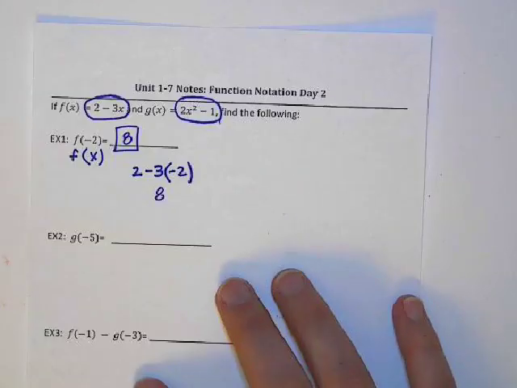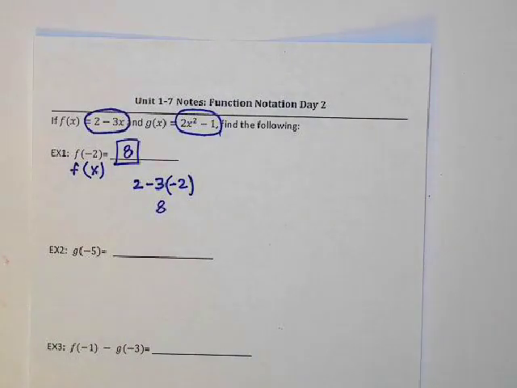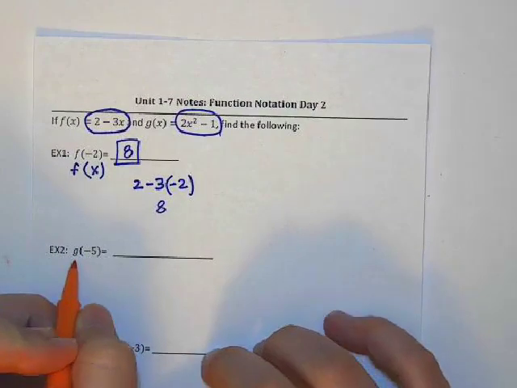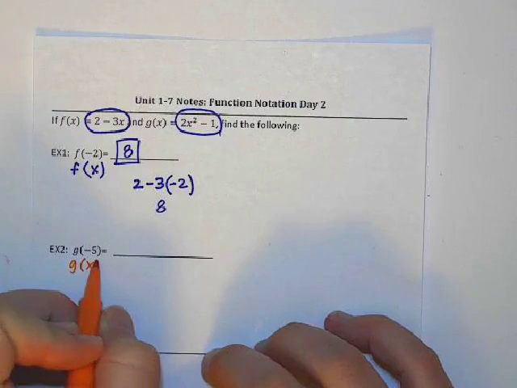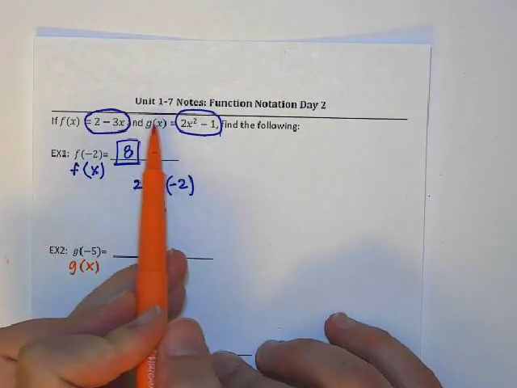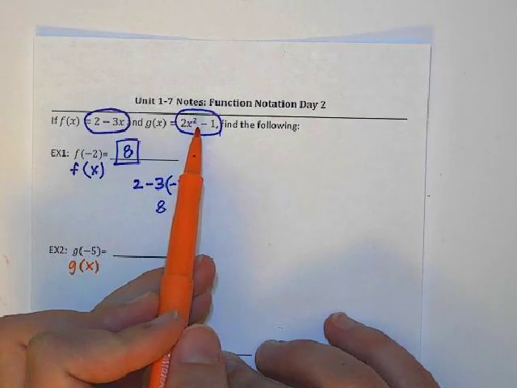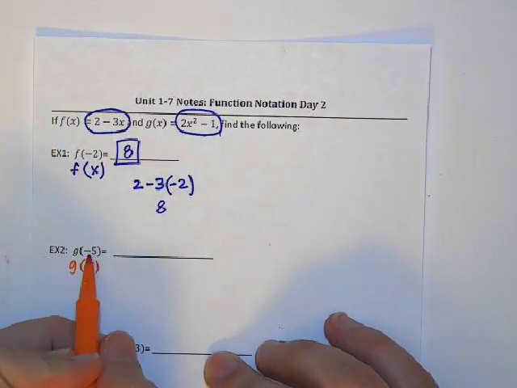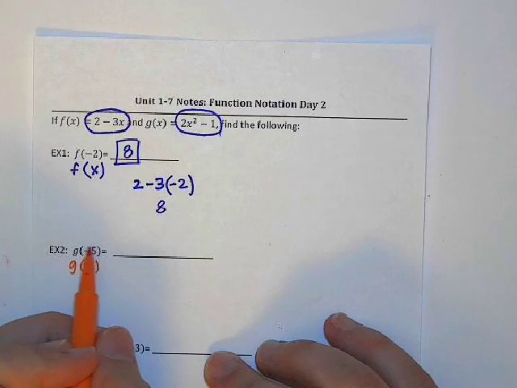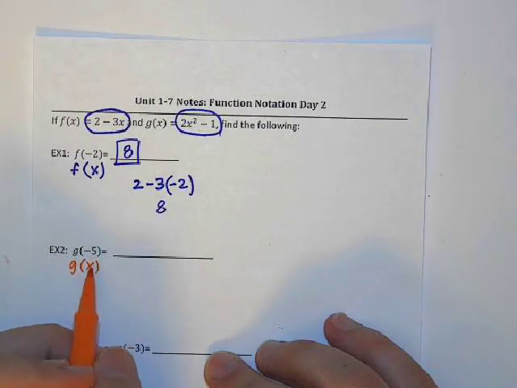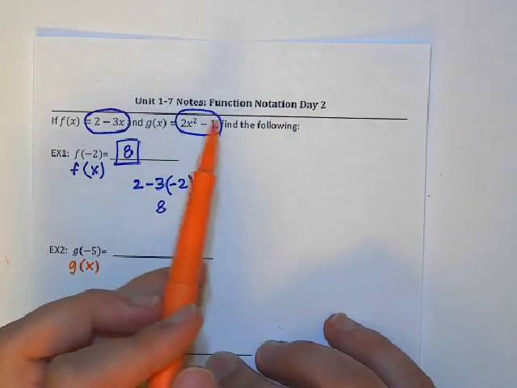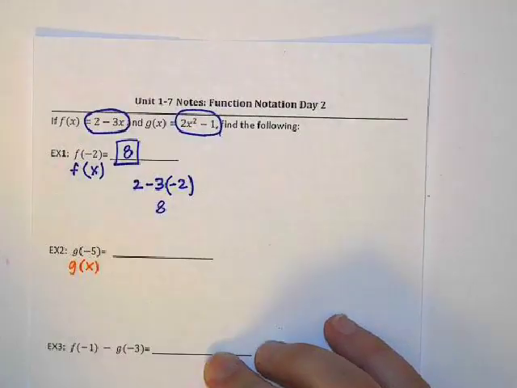Look at example 2. Now what game are we talking about? The g game. Okay, so we're talking about g. This is really g of x. So I'm going to be looking at my g equation here. And what am I going to be subbing in? X. Negative 5. Okay, negative 5 is in the x spot, so I'm going to plug in negative 5 into the x spot here. All right, so I'm going to start with 2.